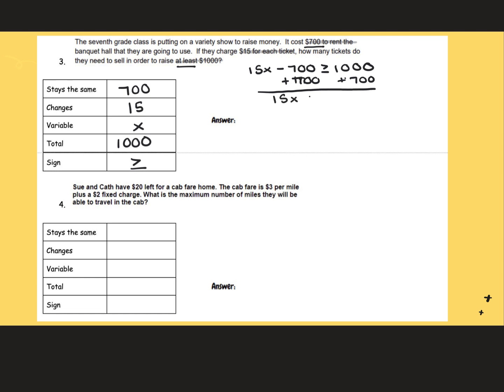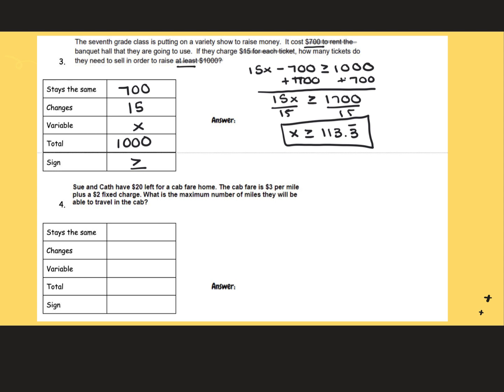I get 15x is greater than or equal to 1,700. Divide both sides by 15. And we get that x is greater than or equal to 113.3 repeating, which tells me that they must sell at least 113 tickets in order to raise at least $1,000.